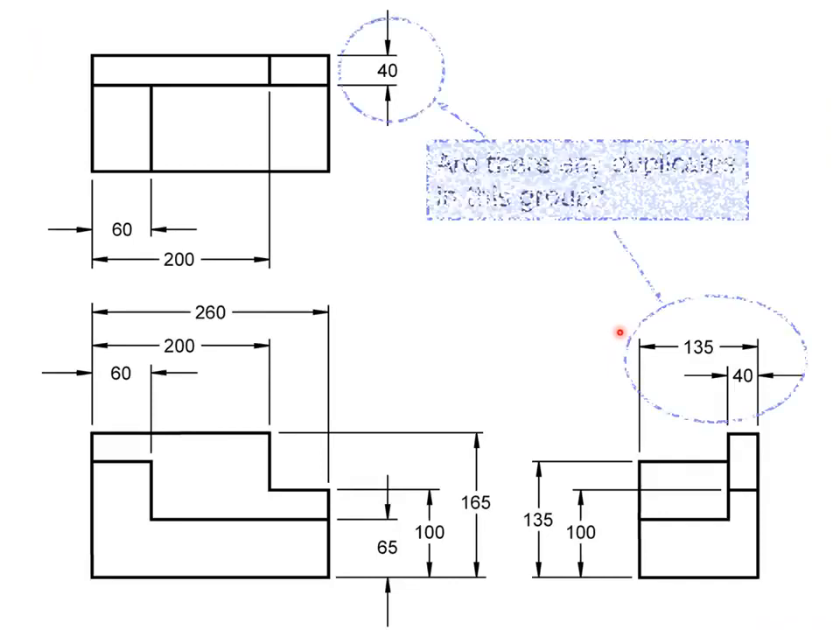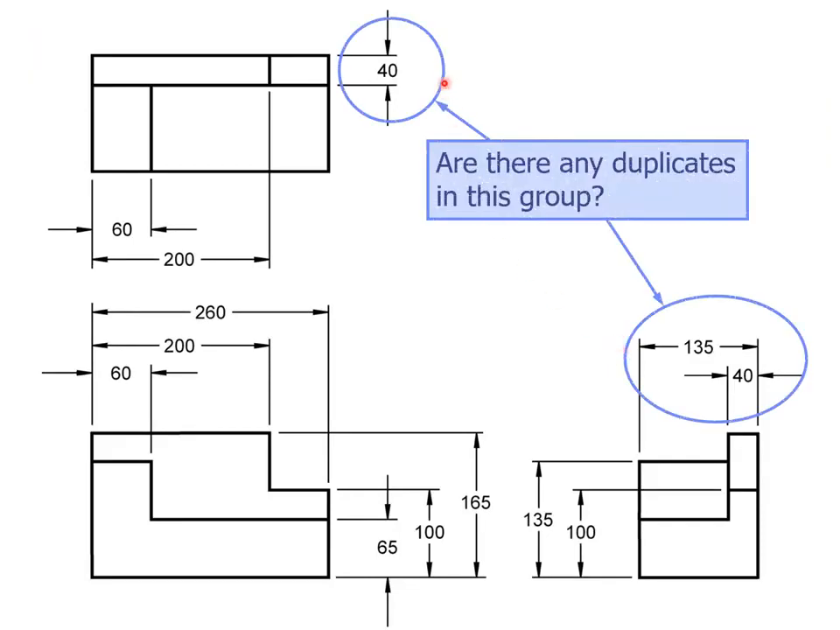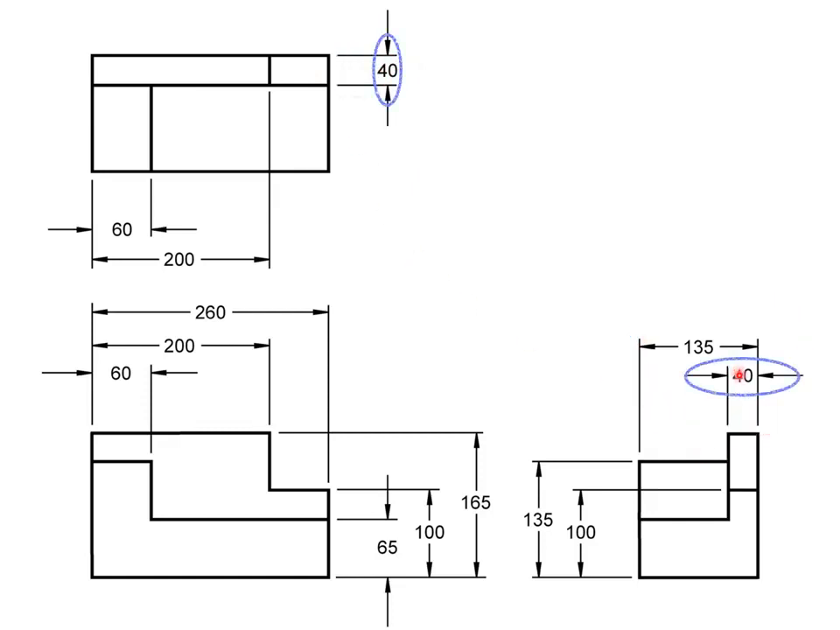So the dimension of 40 is a duplicate. So we need to get rid of the one here on top. And the reason we get rid of the one on top in the top view is because it makes more sense to keep it in the right-hand side view, because we get to group it with the 135. Again, you try and group dimensions together with one another, and you try and avoid having lonely dimensions. So that's one reason to keep it on the right-hand side view. Another reason is because it's a lot clearer in the right-hand side view that we're dimensioning a wall thickness. On the top view, it's not very clear what we're dimensioning. It's just a lot more clear on the right-hand side view. Next slide.